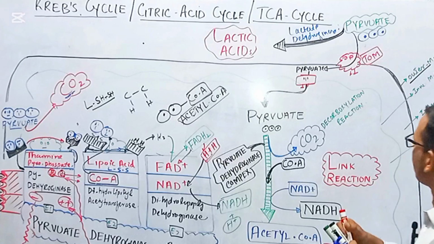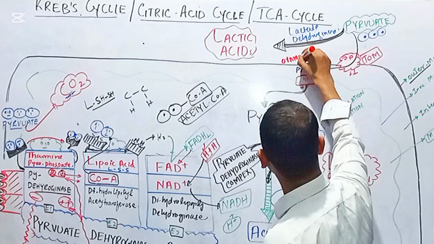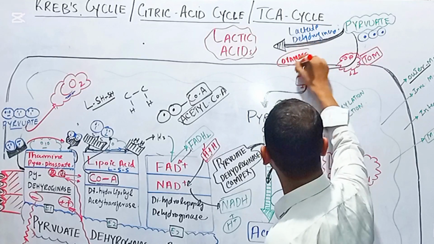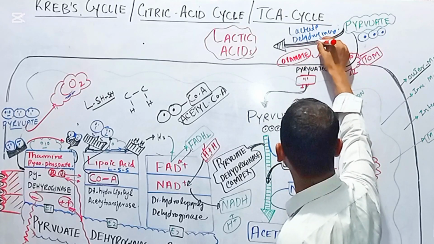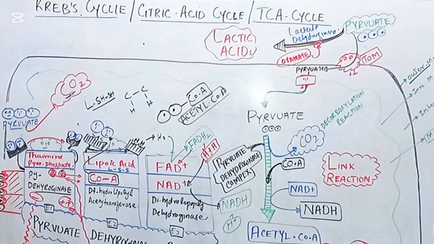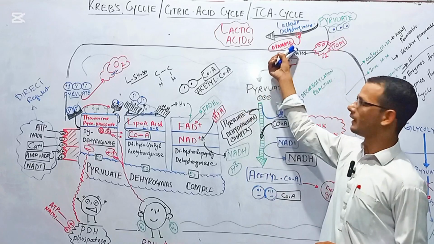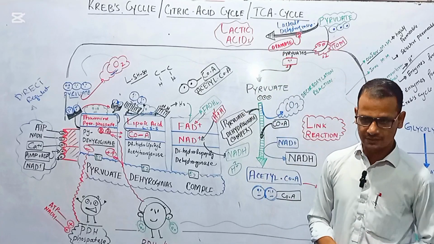And here the competitive inhibitor for this lactate dehydrogenase enzyme is oxamate. Oxamate is present in a lot of foods. It will inhibit this step, right? So if we have lactic acidosis, we can treat it with competitive inhibitors, right?